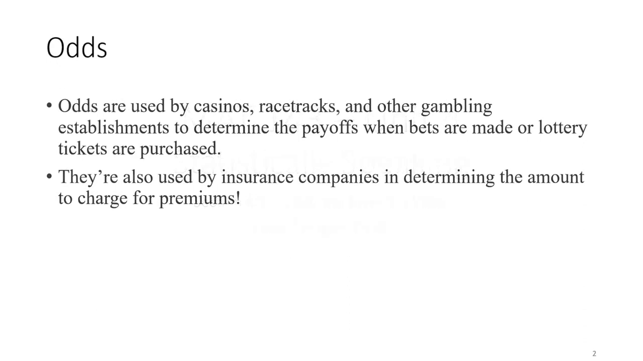Odds are used by casinos, racetracks, and other gambling establishments to determine payoffs whenever bets are made or whenever lottery tickets are purchased. But they're also used by insurance companies in determining the amount to charge for particular premiums. Odds are related to probability, and so we're going to talk about how they're related and the differences in this section.